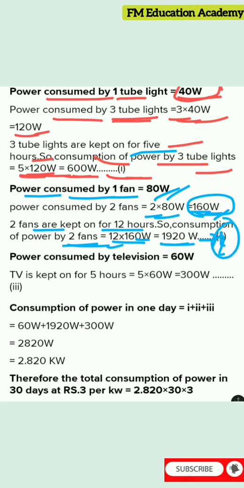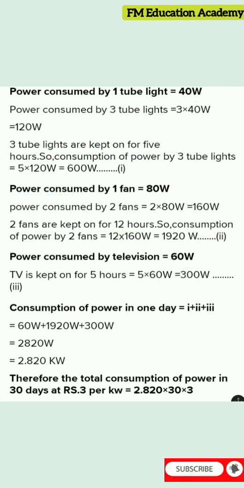Now moving on to equation 3. That is television, equipment 3. Power consumed by television is given as 60 watt and it's told us that the TV was kept on for 5 hours. So multiply this power 60 into 5 hours. 5 6s are 30 and 1 0 we have, so 300 watts. Now we found out by how much and how many hours the television was on. So we have all the powers with us.